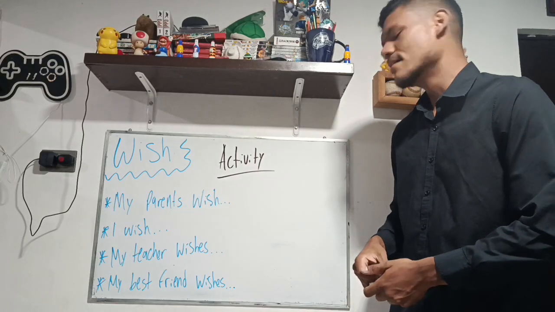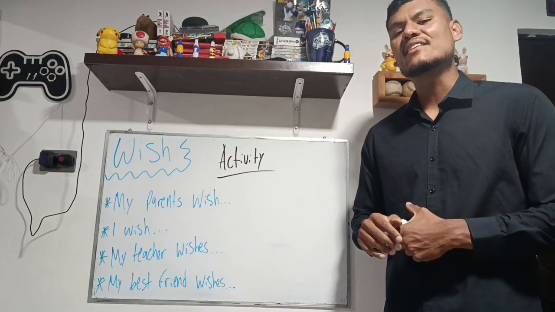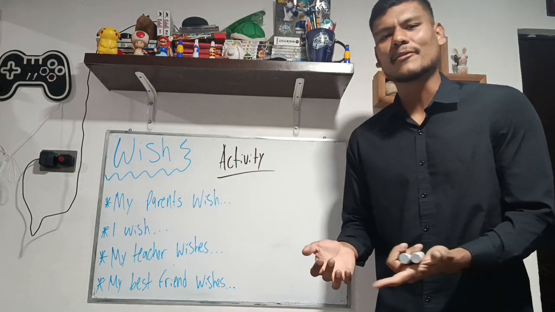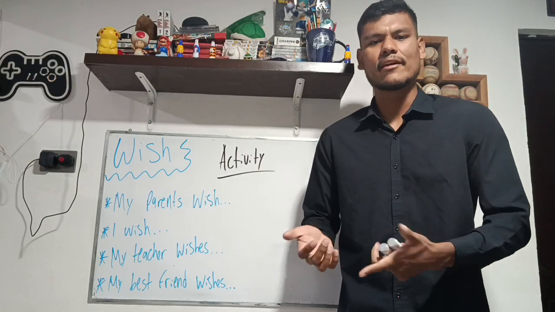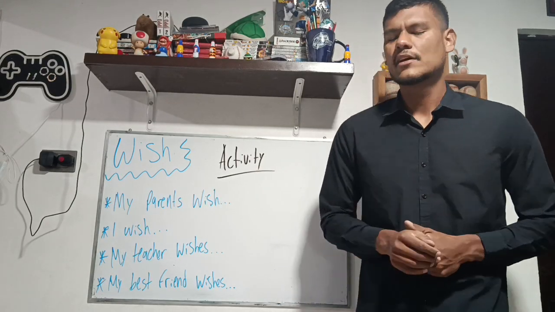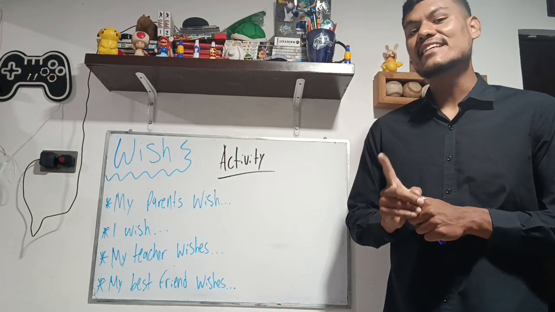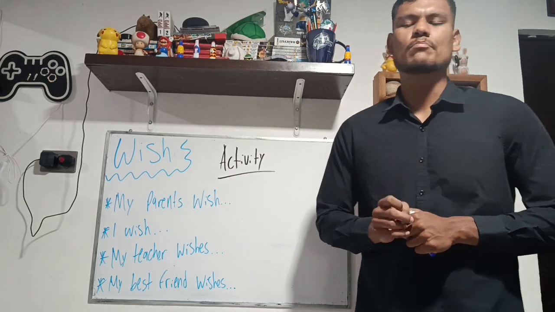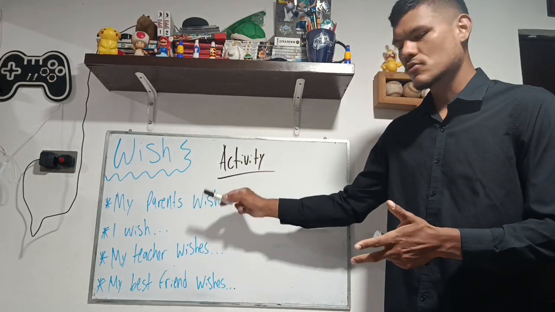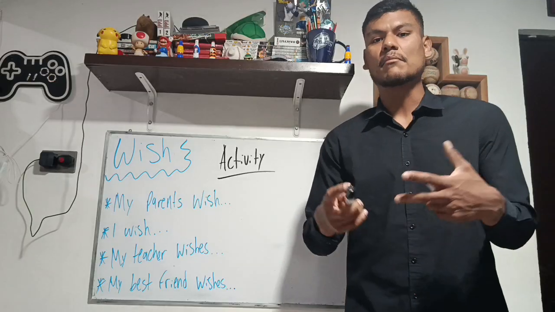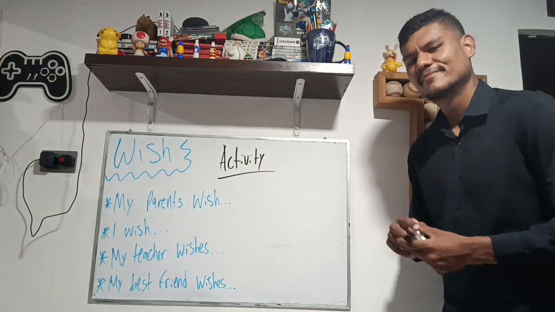My best friend wishes he didn't get nervous when he speaks in public. He has that problem. When he has to speak during a presentation or a speech or whatever, he gets really nervous. So I can make that example. My best friend wishes he didn't get nervous when he speaks in public. Okay? So make one sentence for each, just complete them. You can make positive, you can make negative, whatever you want. Just use simple past. Okay?